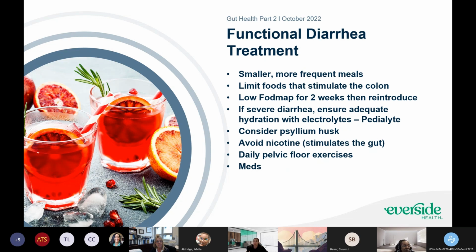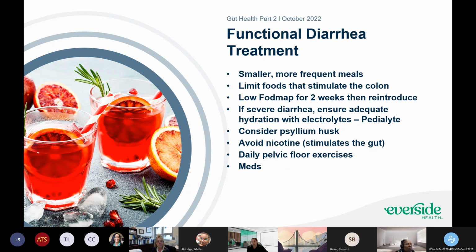So if you're having severe diarrhea, though, you might consider trying to add in electrolytes like Pedialyte to help. Pedialyte's a little bit lower in carbs than Gatorade, so that's usually why it gets recommended too, and it has more electrolytes, but that can help with rehydrating. Psyllium husk, again, works for constipation, works for diarrhea. It helps bind up stool so that you're not having as much diarrhea.